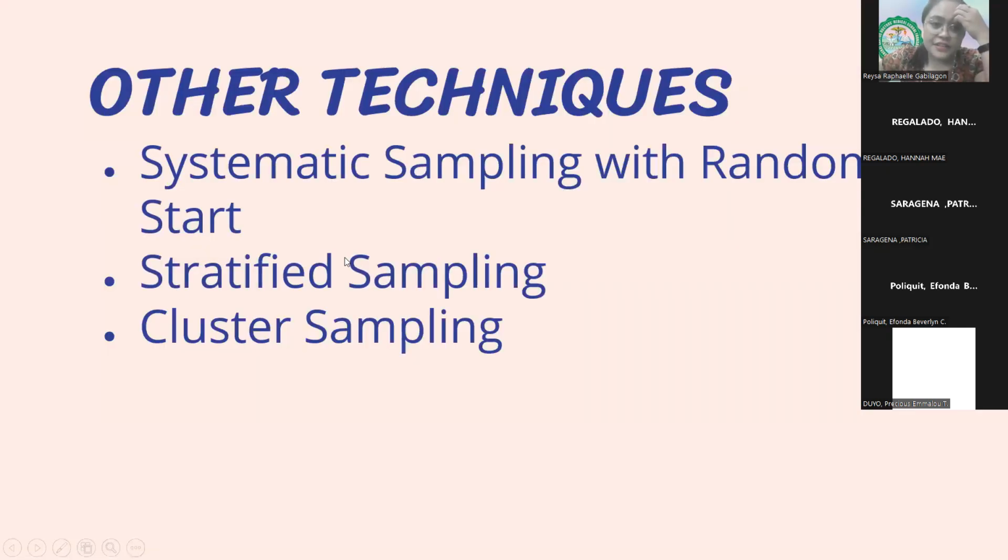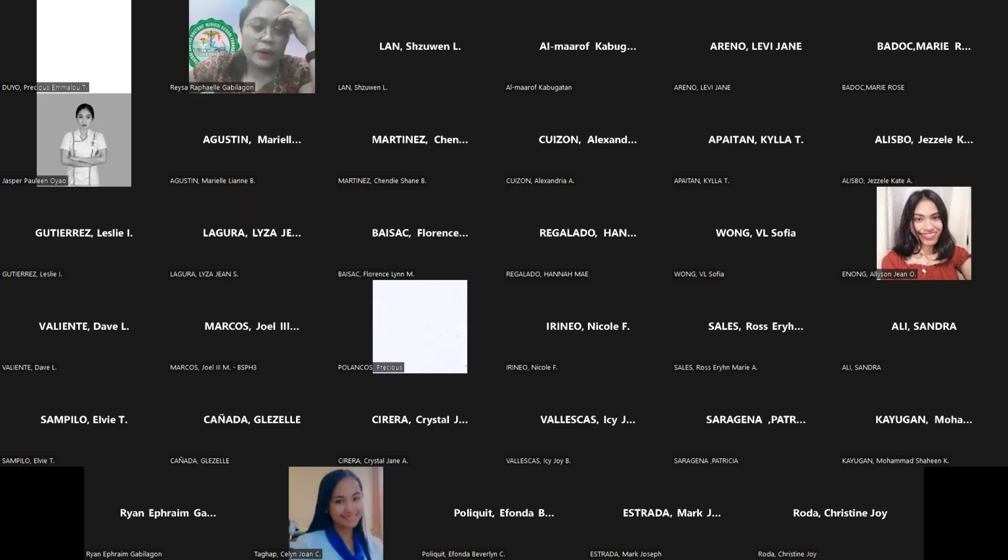What's that again? Stratified sampling, no? So let's look at the systematic sampling. Actually, nauna ko palang diniscuss yung stratified. Let's go back to the systematic sampling with random start. So how are we going to do this? This is still under the probability.